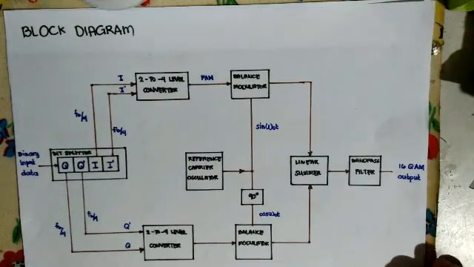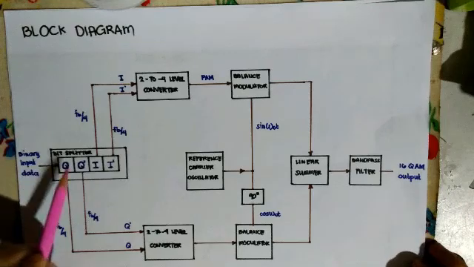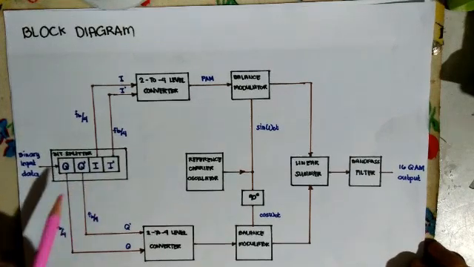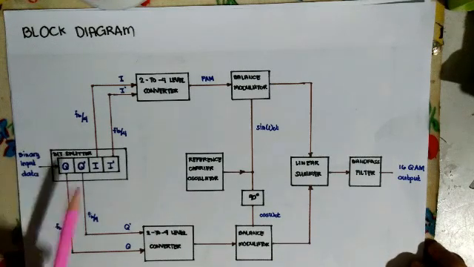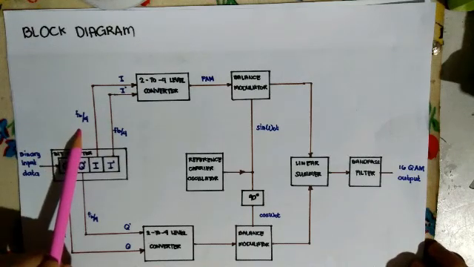So the input binary data are divided into 4 channels: Q, Q prime, I, and I prime. And then the bit rate in each channel is equal to 1/4 of the input bit rate. So meaning each channel has a bit rate equal to fb over 4.